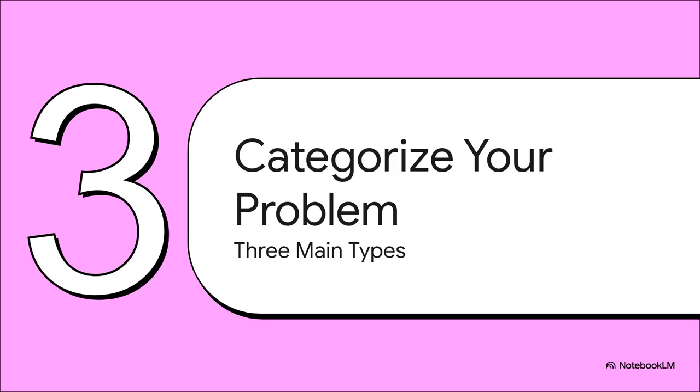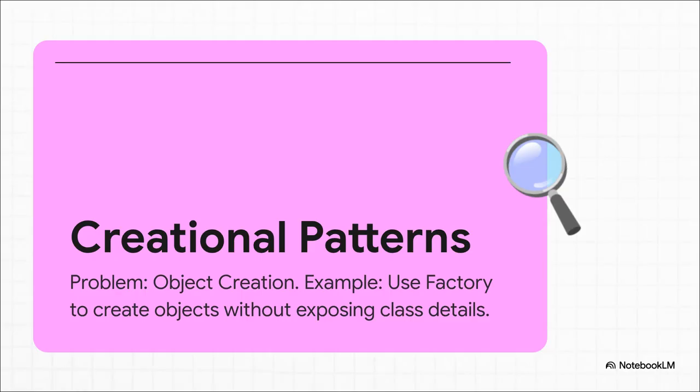Pretty much all of them fit into one of 3 main buckets. First up, you've got your creational patterns. Is your problem at its core about how objects are made? Maybe you've got some gnarly constructor logic, or you need to spit out different kinds of objects depending on some input. If that sounds familiar, you're in the creational zone. The classic example here is the factory pattern, which is perfect for cleaning up messy object creation logic.